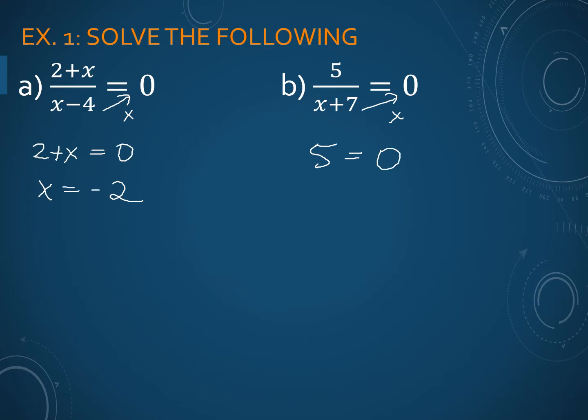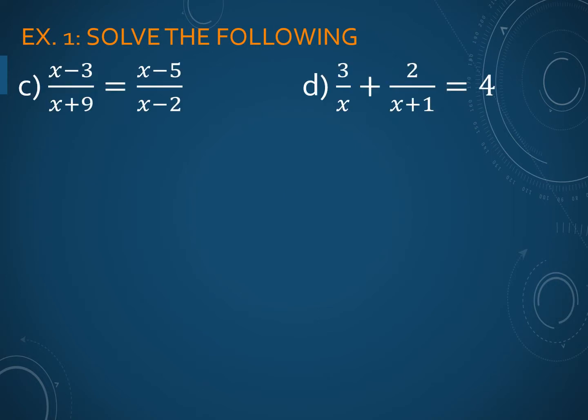Now there's nothing else we can do with that. We're just left with 5 equals 0. That is a nonsense result. Obviously 5 does not equal 0. So this one actually has no solution, which makes sense. We got a 5 on top. There's no way I can get 0. Okay, now we're going to get a little bit more difficult.